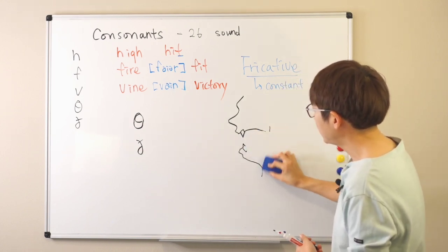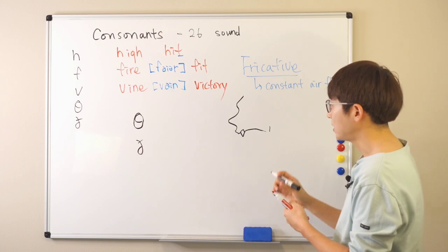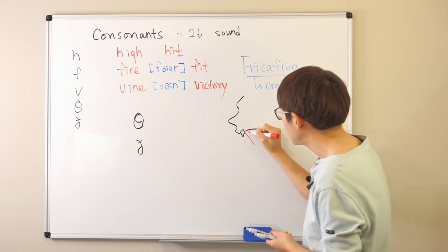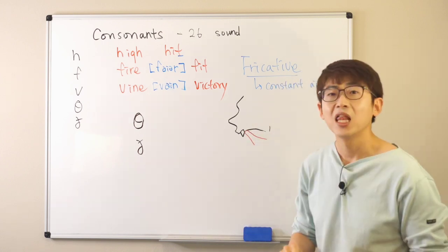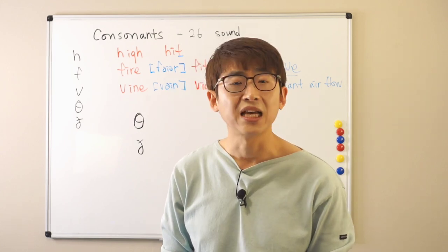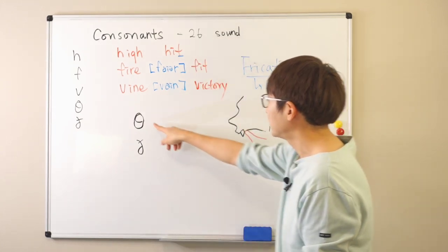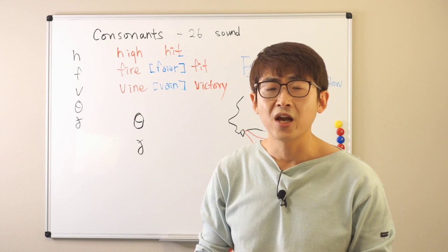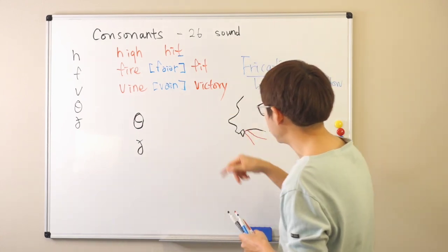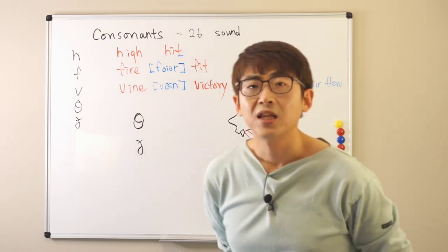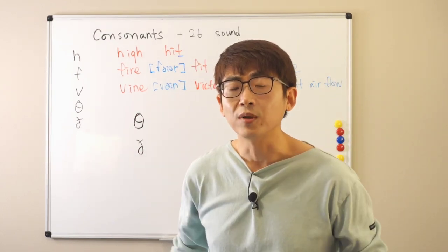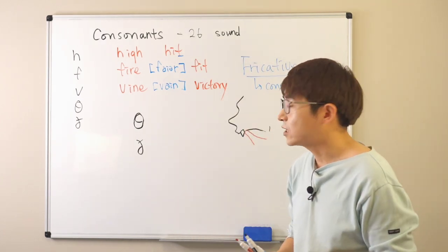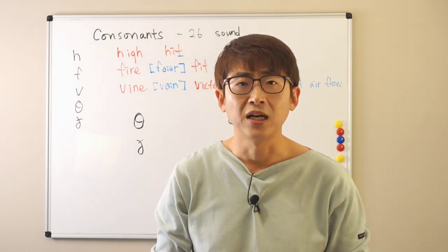Let's take a look here. Over here, we have our mouth again. This time, point the tip of your tongue to touch the back of your front teeth, just like that. Practice it. And then for this one, make a sound and just make the air go through the gaps between your teeth and the tongue. So blow the air out through those gaps. For the second one, make a sound, make a vibration.